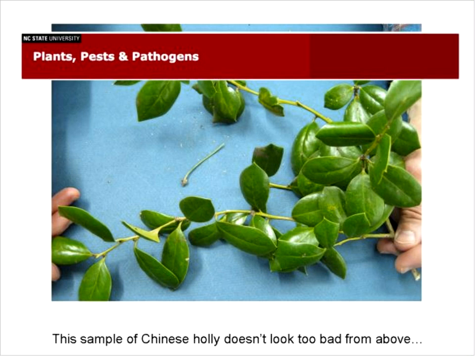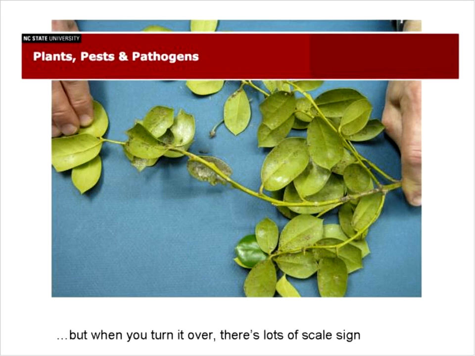So this Chinese holly doesn't look too bad when you look at it from above. However, when you flip it over, there's all kinds of signs of scale insect activity going on down there. So I'll talk about some of the scales that we find on azaleas and also on the Sasanqua camellias that I've got intermingled with these Chinese hollies.